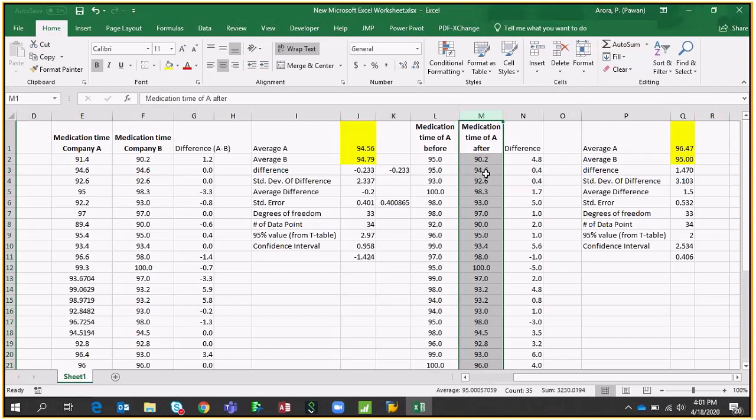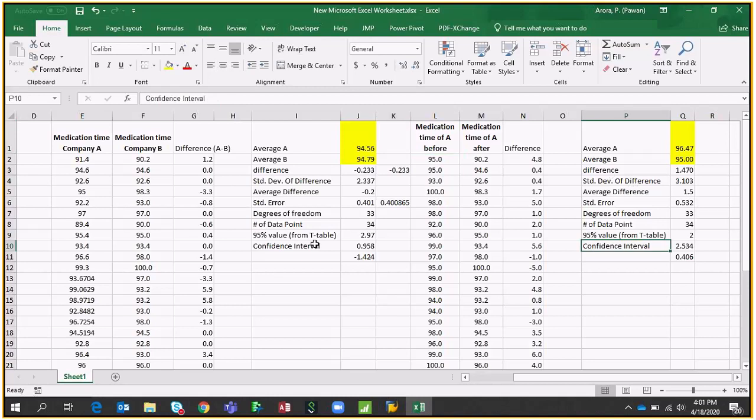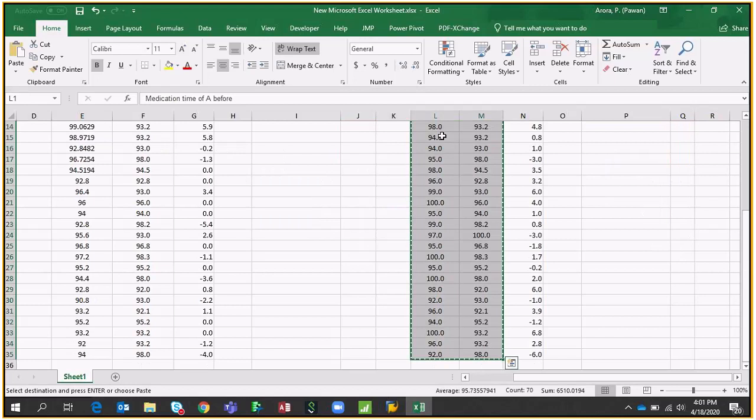Paired t-test means it's connected with the same thing. So in this case also, you will use the same fundamentals like difference and confidence interval, the same way which we have calculated here. But the only difference is here you have to use the paired t-test.